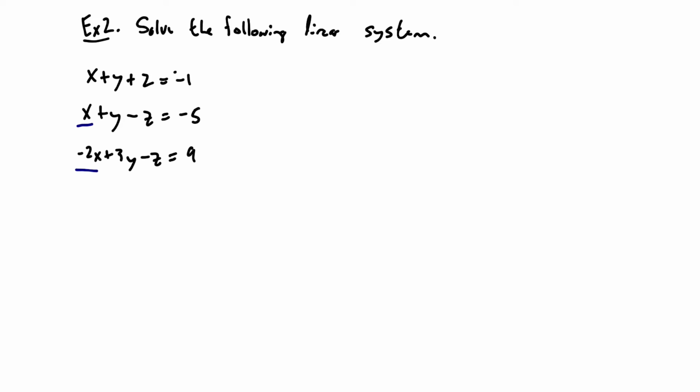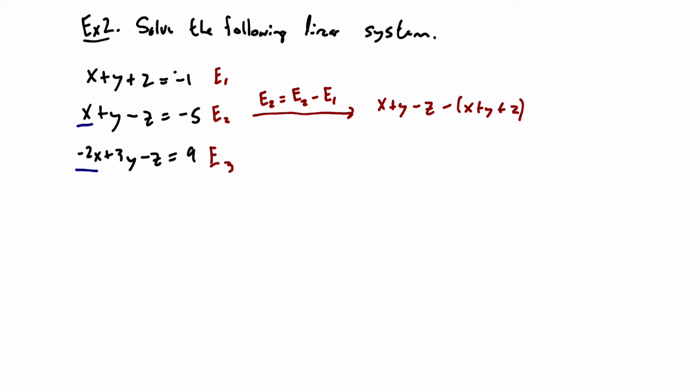So we'll start with equation number 2. And let me go ahead and call this equation 1, equation 2, and equation 3. And what we want to do is replace equation number 2 with equation number 2 minus equation number 1. So we're going to get x plus y minus z minus x plus y plus z is equal to negative 5 minus negative 1.